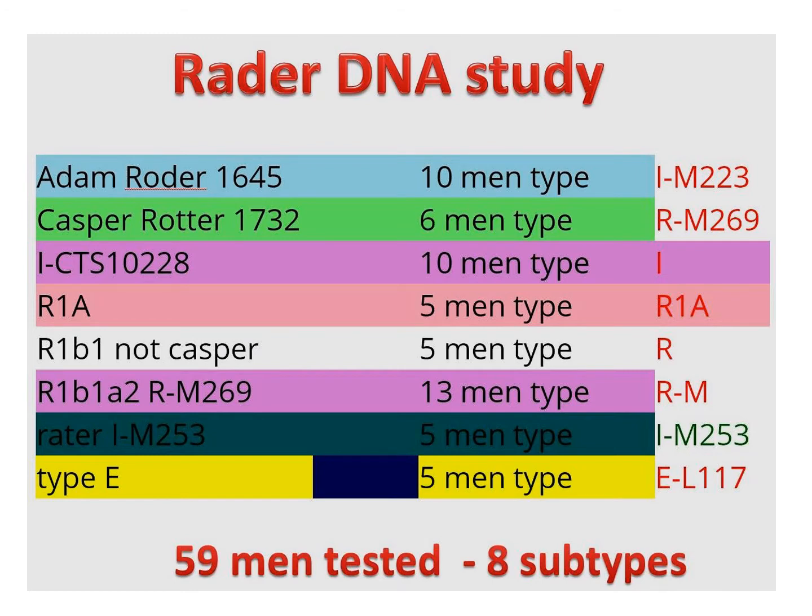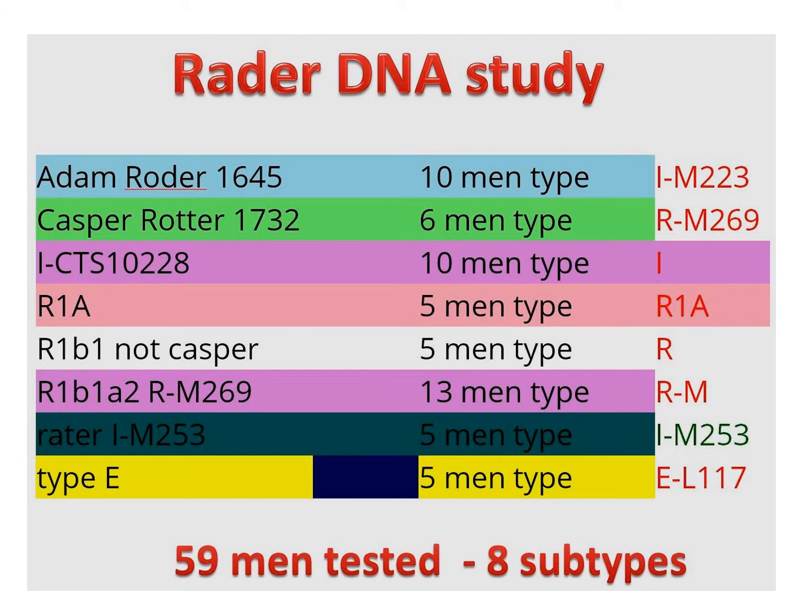Prior to that, we were looking at surnames. We still do, but not as rigorously. As you can see here, this is a Rader DNA study over the last 15 years. At this point, there were 59 people grouped together who have names like Rader. And if you look at the right column, you'll see there's values that start with I and R's and even some E's. And you'll see that there's different numbers of people in the group.